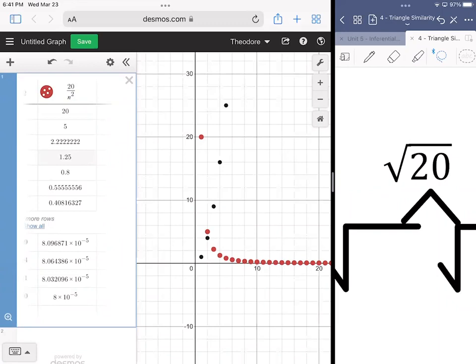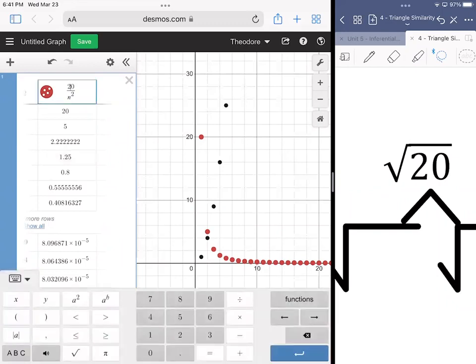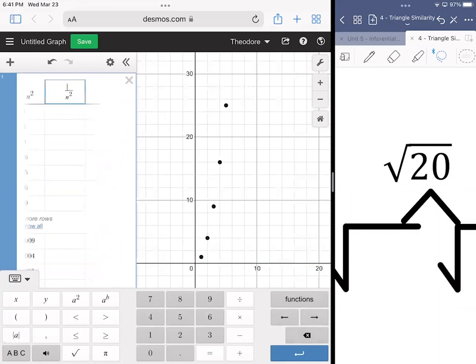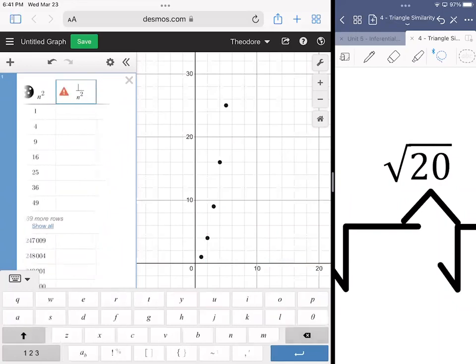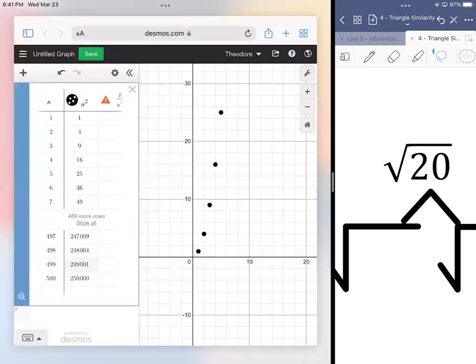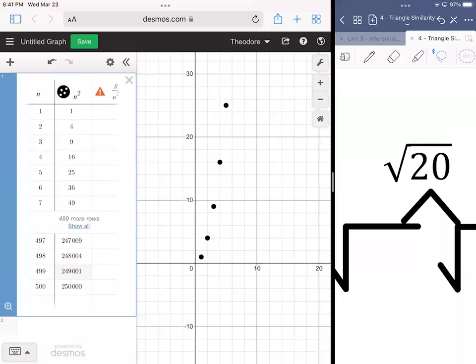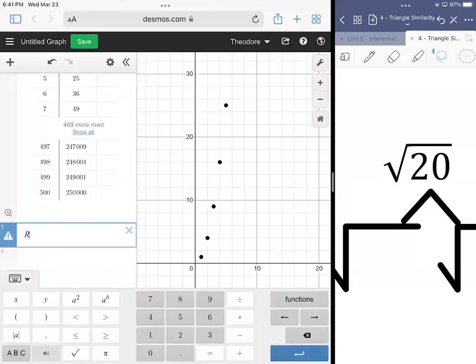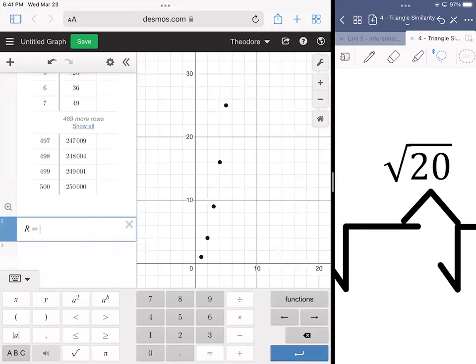I want something that's going to work for every problem. So I'm going to take, and you can use whatever letter you want, a capital R for radicand. It's going to tell me I did something wrong. It blanked it out and gave me this little error message that it tried defining R. Down here in a new field, I'm going to type in R equals 20.